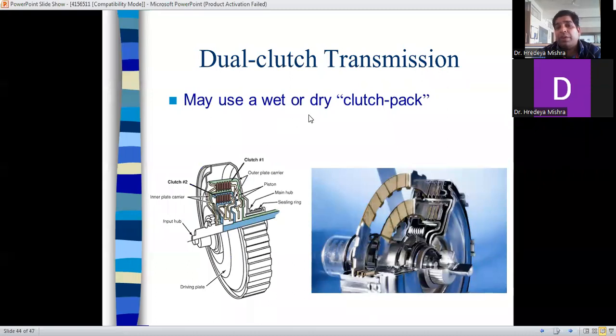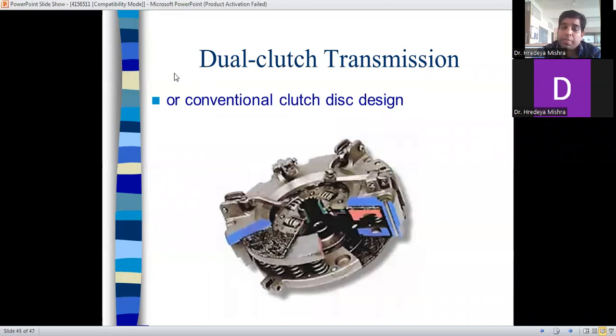Dual clutch may be used with a dry clutch package. Okay, so the benefit is that we can use it for the wet as well as dry clutch package too. Okay, so we can use oiling or we can run the clutch system without oiling.